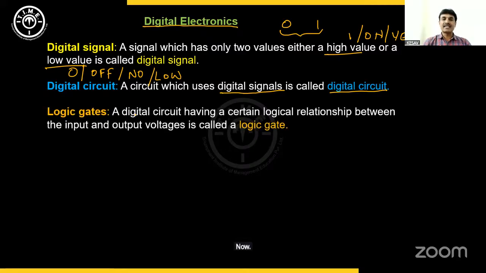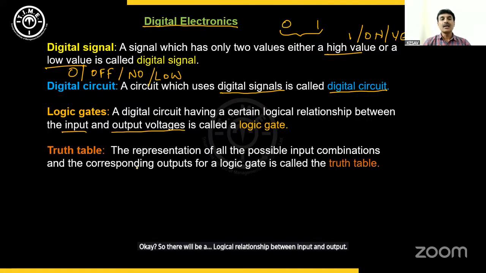Now coming to the logic gates, these are actually the building blocks which use the logical relationship between inputs and outputs. The digital circuit having a certain logical relationship between the input and the output voltages is known as a logic gate. Okay. So there will be a logical relationship between input and output. Now, a truth table is the representation of all possible input combinations and the corresponding output values of that logic gate. This is a truth table. So for every logic gate, there will be a truth table.